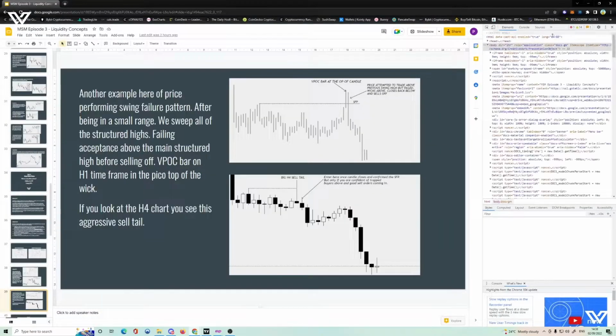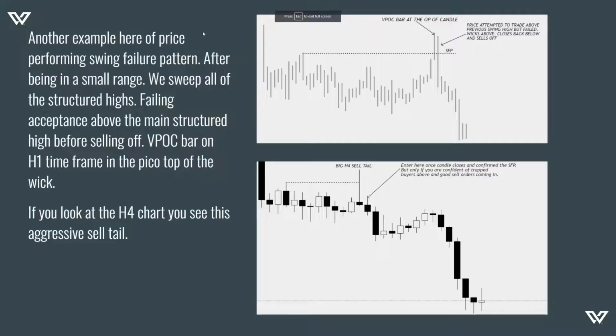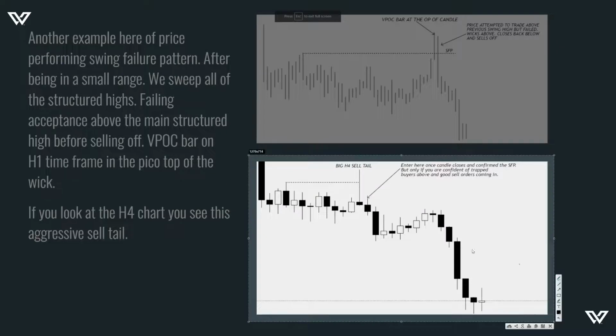So you can see here, price goes up. We have this huge wick, and the huge wick takes out all of this buy side liquidity, sweeps the high, and then we sell off. You enter here once this H4 candle closes and confirms the SFP, but only if you're confident that you have volume in this wick, and then you see price come down and continue selling off.